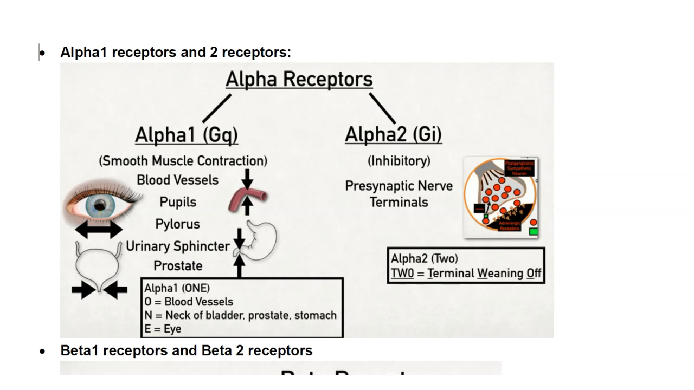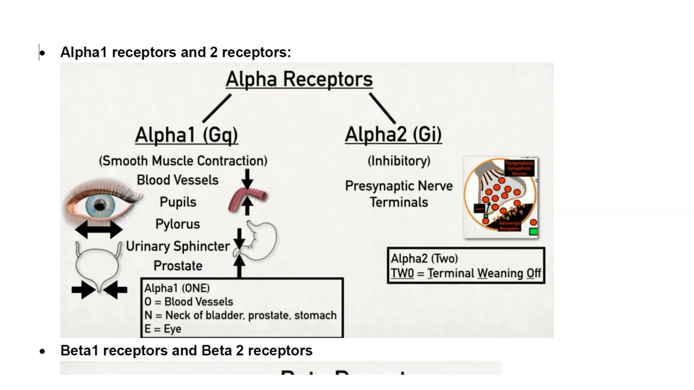Now, another receptor, like I mentioned earlier, is the alpha 2. Alpha 2 is a little bit different because it actually works within the nerves. It works in the presynaptic nerve terminals. So alpha 2, TWO, terminal weaning off. And this actually has an opposite effect compared to the alpha 1.